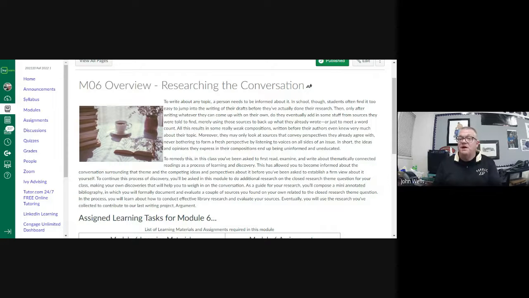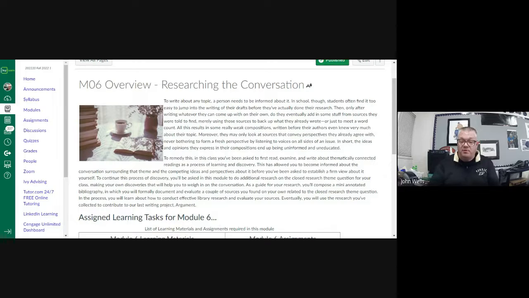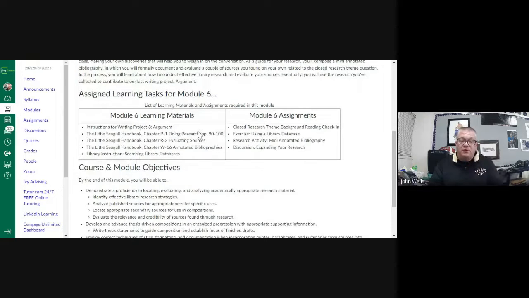That's a real challenge at times, because it's easy to find the source, but it's harder to find the sources that are really going to push your argument forward, right? And so that's what we're really going to be looking at. The goal for this module is to find those sources in support of our last paper, the argumentative paper that we're going to write. So it gives you a little breakdown here.